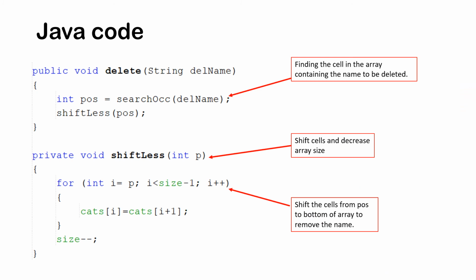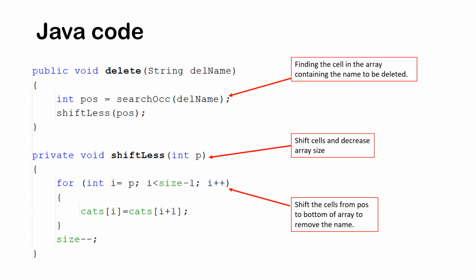Here's the Java code. public void delete, in the brackets String delName. That's our parameter. The name to be deleted would have been inputted somewhere else in the code. We'll go int pos = searchAwk(delName). searchAwk is my method that searches for the first occurrence of this name. So we're looking in the array to find out where this name that must be deleted is. And we will store that position, or that index, in pos.